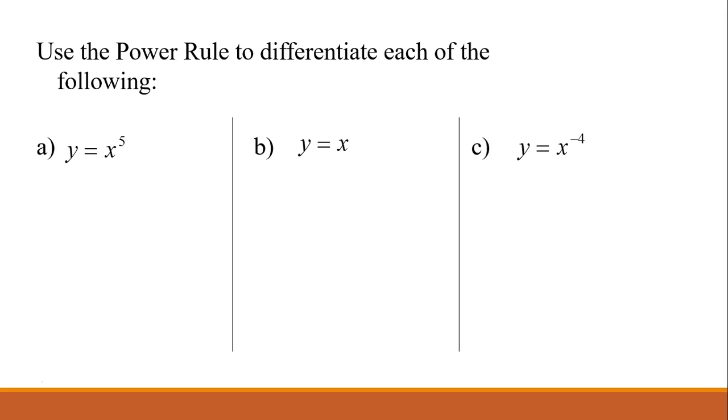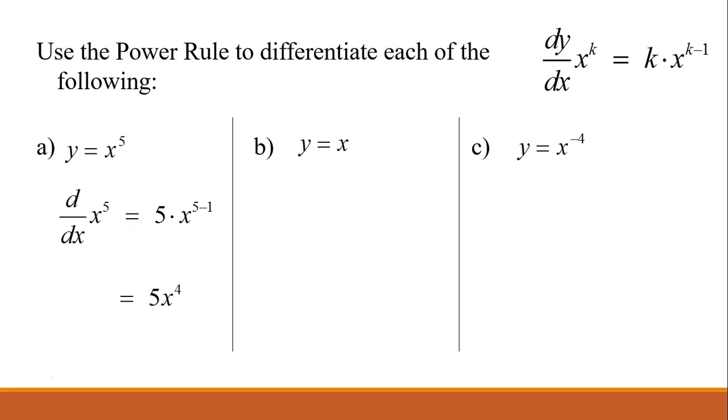First one is y equals x to the 5th power. So the power rule says if we want to take the derivative of this, all we have to do is take that power of 5, bring it down front, and multiply it times x to 1 less power. So the derivative of y equals x to the 5th is 5x to the 4th power.